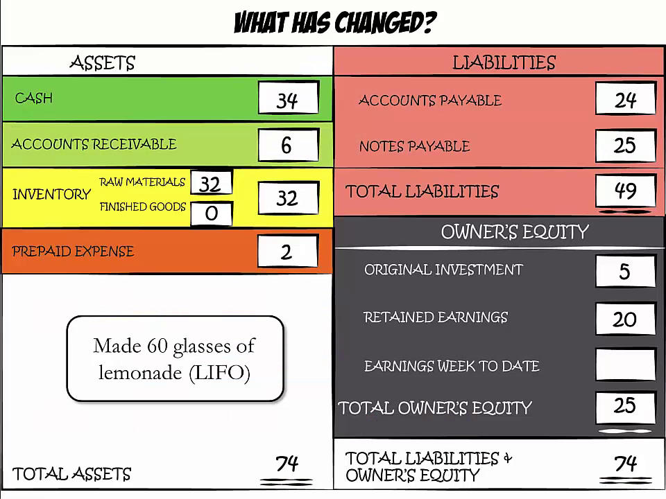You made 60 glasses of lemonade. You used the LIFO method of inventory valuation. How should the fact that you produced a new batch of finished lemonade be reflected on the balance sheet? Please pause the lecture video to think about this yourself first.